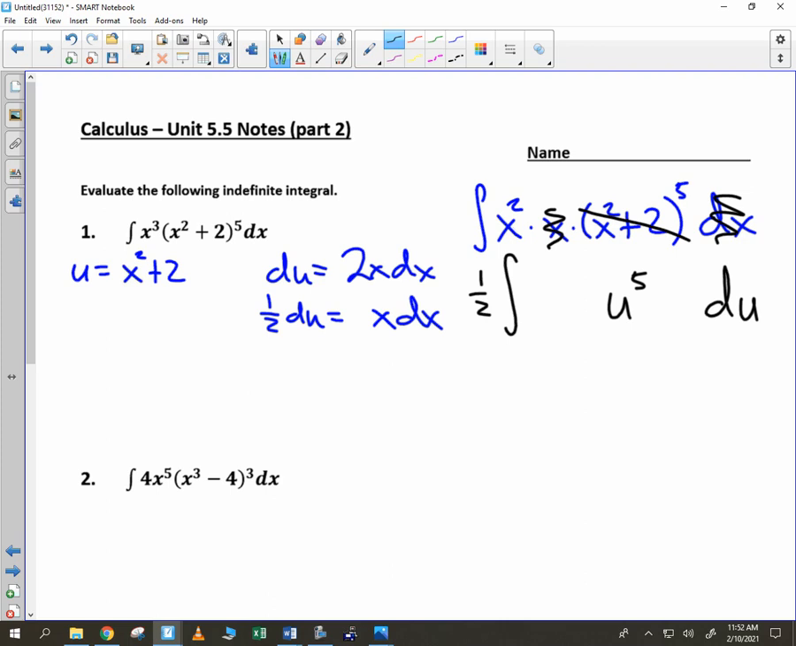I've got to get rid of everything. The x squared can't stay. If only I knew what x squared was equal to. u minus 2. See that tricky?